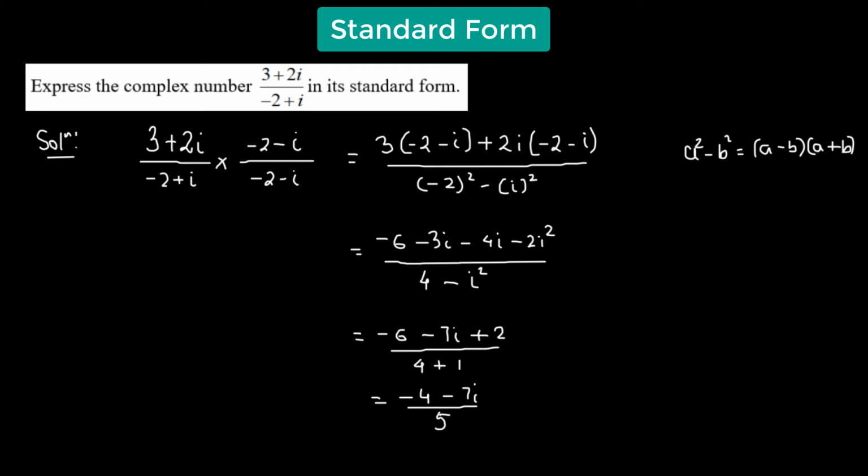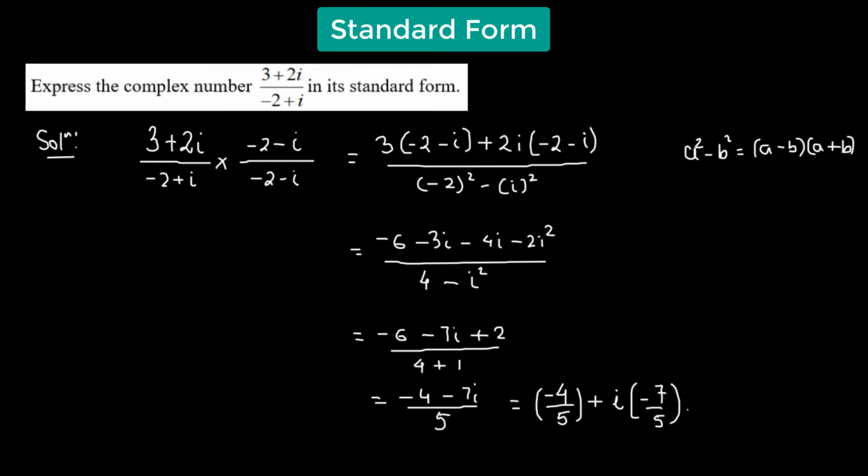So this is the answer. So let's write it down in the standard form. So that would be (−4/5) plus i times (−7/5). So this is the given complex number in its simplified form.